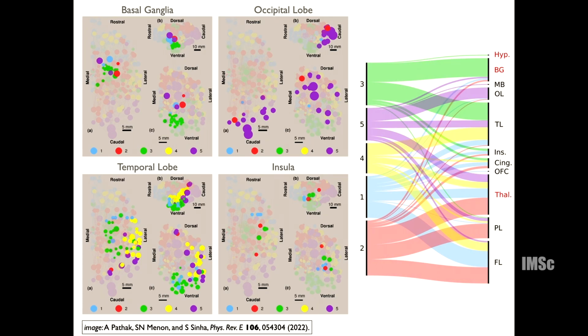But before we get to that, let's first focus on one particular thing. All right, so we have 5 modules. How are these modules organized in terms of the main lobes of the brain?